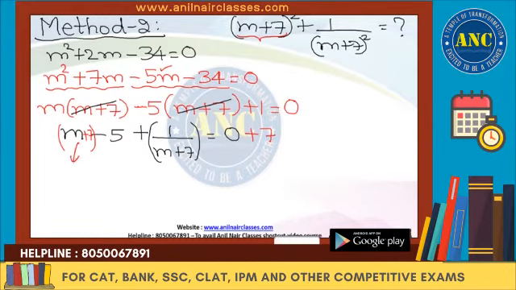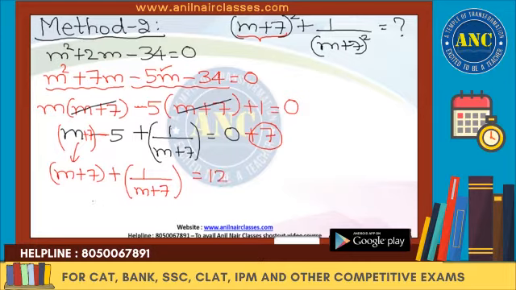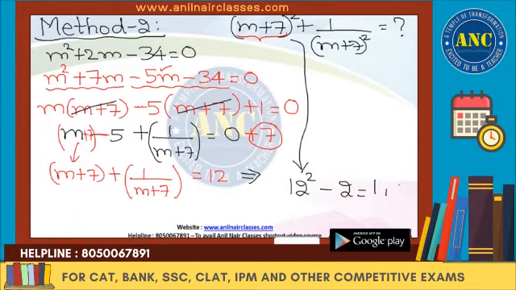Now this particular term is m plus 7, and the other term is 1 divided by m plus 7, and on the right hand side I have 7, and this minus 5 on the left hand side will come to the right hand side, it becomes plus 5. 7 plus 5 is 12. Now can I say that if m plus 7 plus 1 by m plus 7 is equal to 12, then it implies that m plus 7 whole square plus 1 by m plus 7 whole square will be k square minus 2. 12 square minus 2, the answer is nothing but 142.